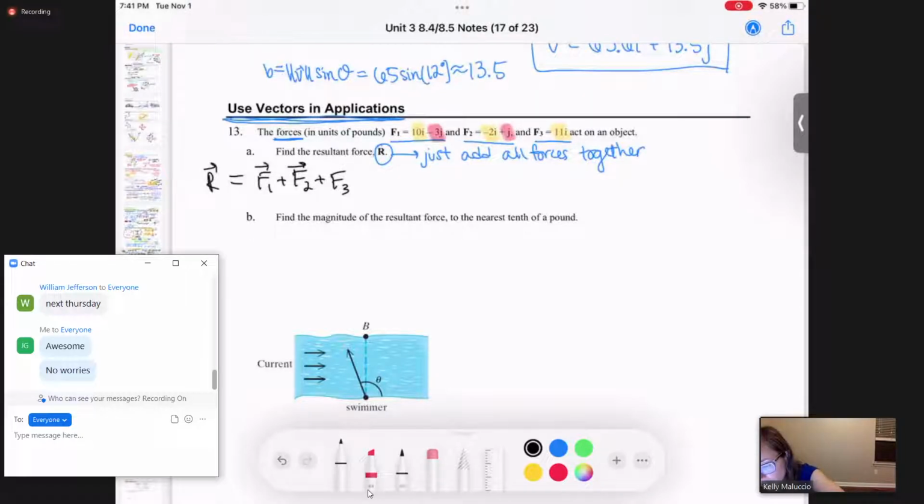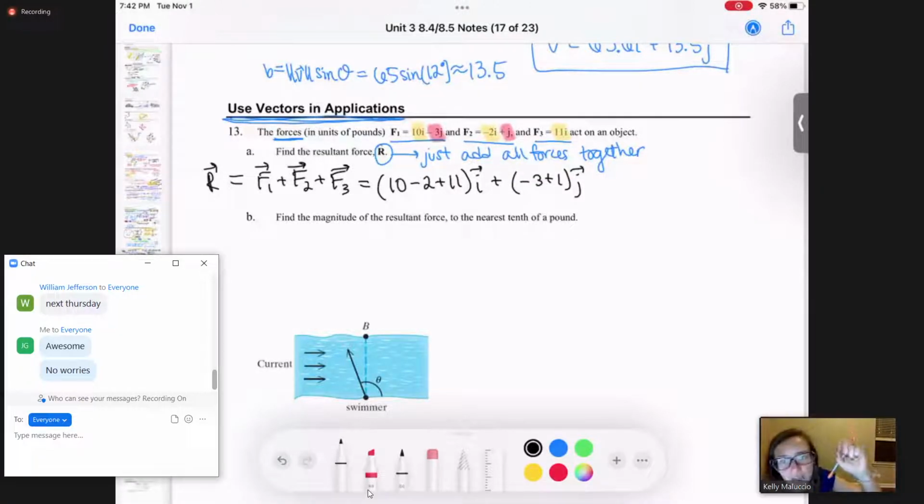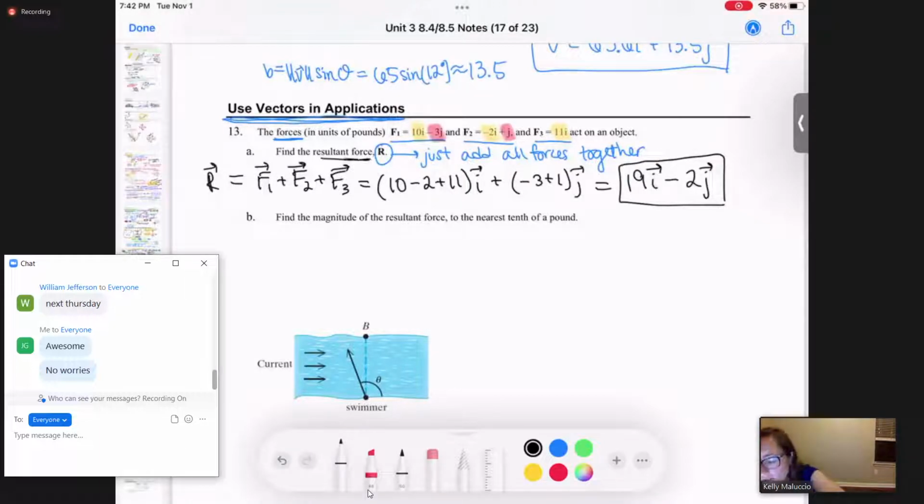And these are all technically vectors because they're bolded. So this is going to equal, watch what I do here, (10 minus 2 plus 11)i plus (negative 3 plus 1)j. I literally took the coefficients of i and j, and we are just adding these together. Don't overthink it. So this is 10 minus 2 is 8, plus 11 is 19i, and then negative 3 plus 1 is negative 2, so minus 2j. This is the resultant force.